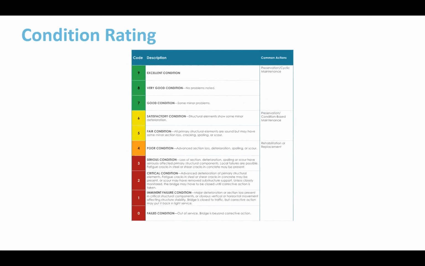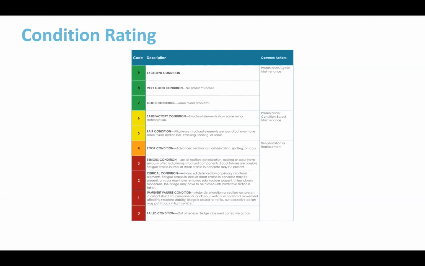In addition, a condition rating was established. It goes from 0 to 9. A 9 is excellent condition for each one of these elements that we're talking about. 8 is very good, 7 is good, 6 is satisfactory, 5 is fair, 4 is poor condition, 3 serious, 2 critical, 1 imminent failure condition, and 0 is failed.